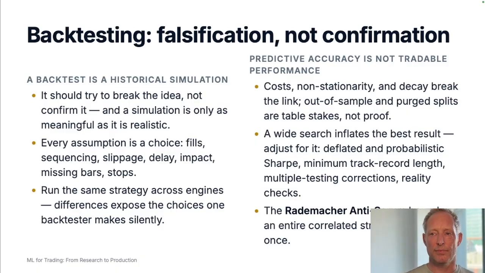A critical point is that predictive accuracy and model scores are not directly tradable. Model score still needs to be translated into a signal, an entry decision, a position size, and an exit rule, and of course a portfolio construction process. Each of these choices can have a large impact on performance. We therefore spend time on how to evaluate not just models, but strategies. We discuss techniques such as deflated and probabilistic Sharpe ratios, minimum track record length, multiple testing corrections, reality checks, and methods that account for the similarity or dissimilarity of the strategies being tested.